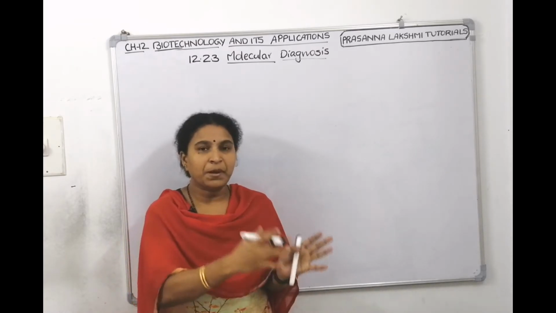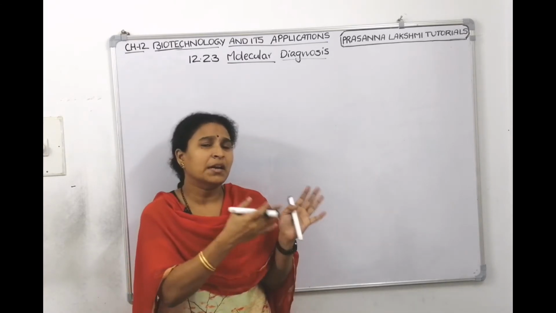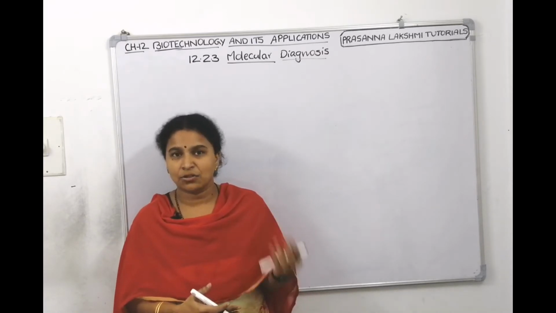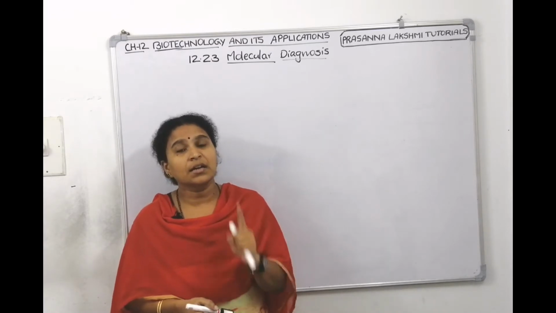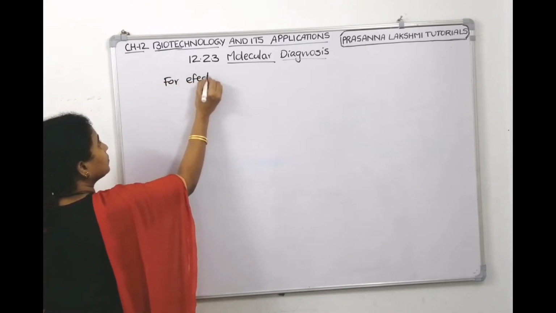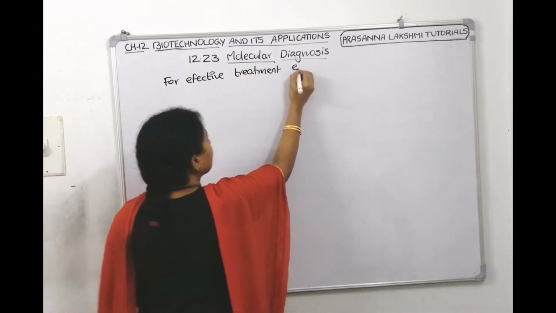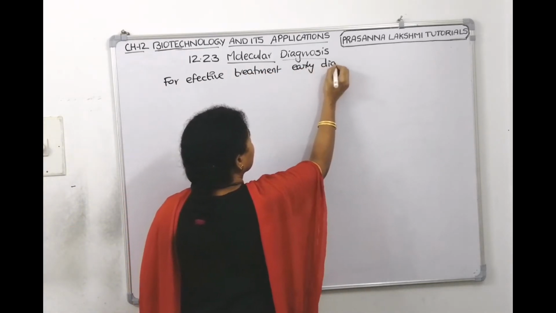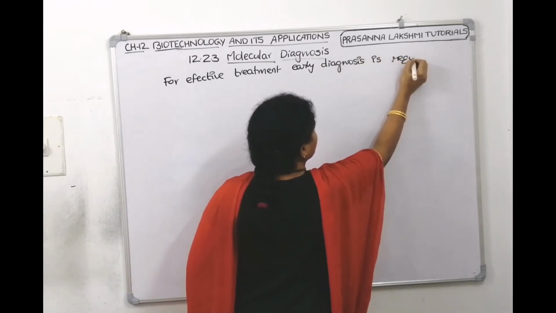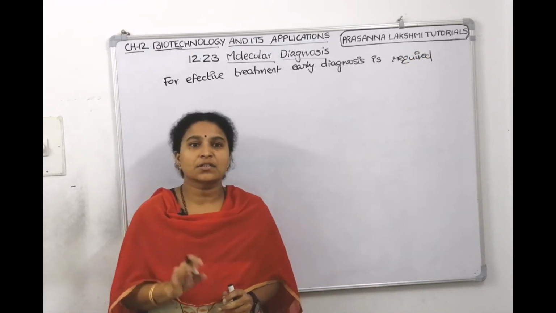If a patient is diagnosed early, then the concentration of the antigen will be less in the body, then the doctor can treat it effectively, right? The doctor can kill the pathogen effectively. So, we understood that for effective treatment, early diagnosis is required. If we want to treat it very early, then early diagnosis is required.